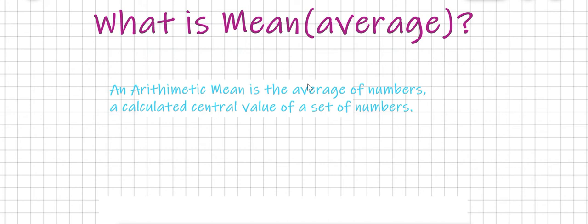If you search up mean, you'll come up with: an arithmetic mean is the average of numbers, a calculated central value of a set of numbers. Well, we already know it's basically an average, just a different word for it. And the cool thing is that it's a calculated central value of numbers. So say you have a set of numbers and you want to find one number that represents all of the numbers, or a center number. We can do that by just finding the mean. That's one way of finding a central value. But this still doesn't answer how to calculate a mean.